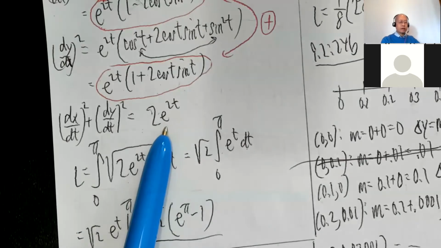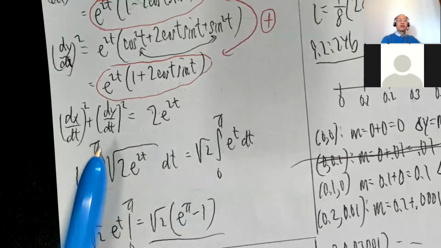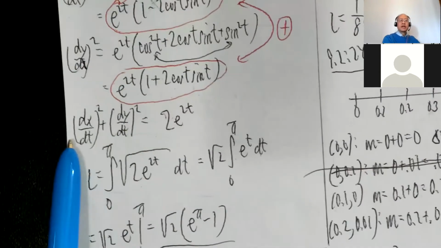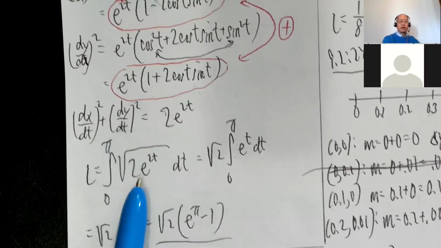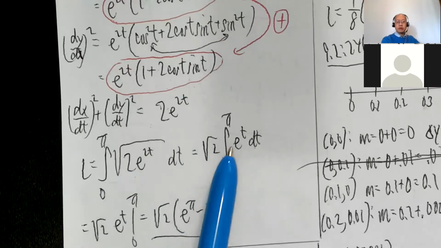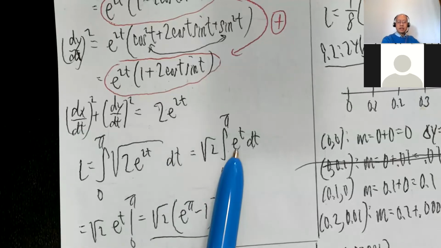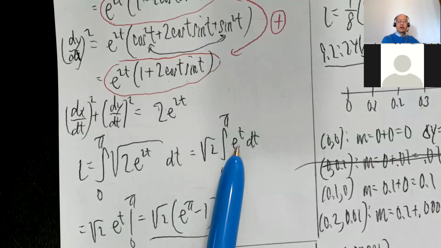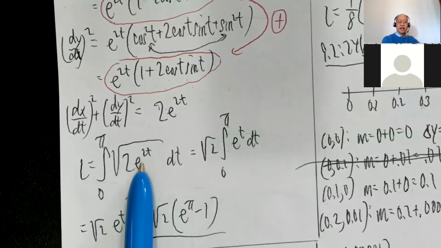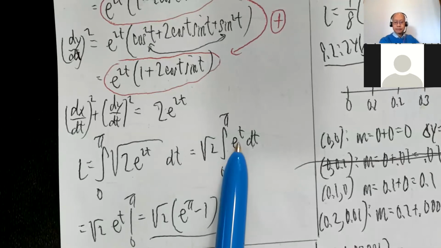So finally, I'm ready to integrate, and it's a pretty easy integration after that. So arc length is the integral from 0 to pi of the square root of dx/dt squared plus dy/dt squared. Now the square root of this: the square root of 2 is just the square root of 2, I took that outside. The square root of e to the 2t is e to the t, because you say to yourself, what do you square to get that? You square e to the t. e to the t times e to the t is e to the 2t.